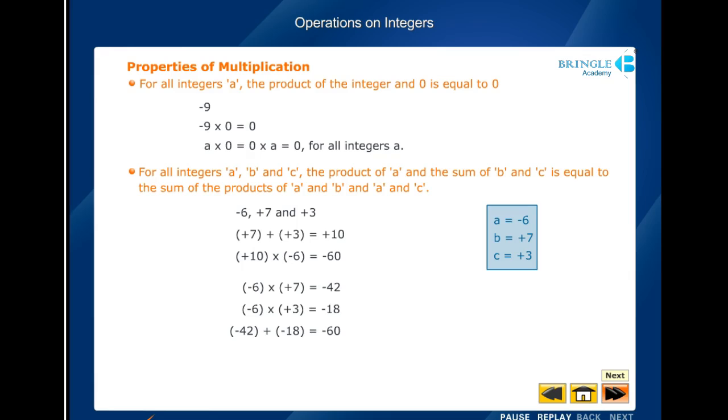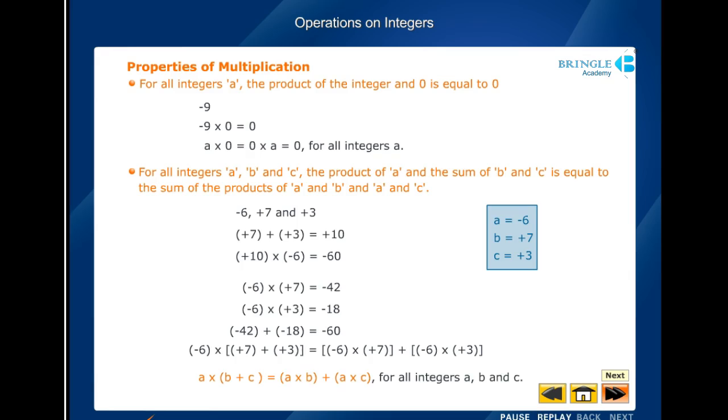Therefore, the product of minus 6 and the sum of plus 7 and plus 3 is equal to the sum of the products of minus 6 and plus 7 and minus 6 and plus 3. a into (b plus c) is equal to a into b plus a into c for all integers a, b and c. Similarly, we can prove that a into (b minus c) is equal to a into b minus a into c for all integers a, b and c.